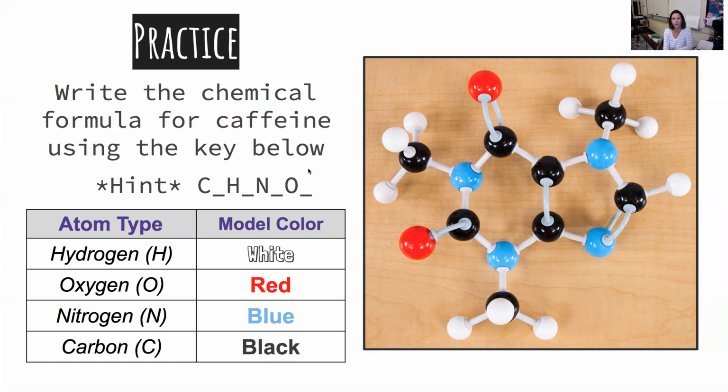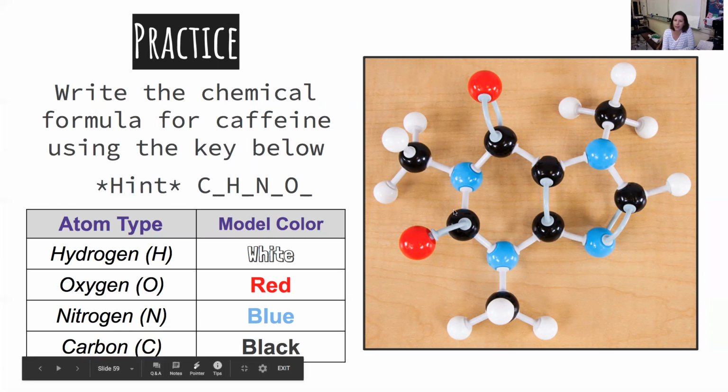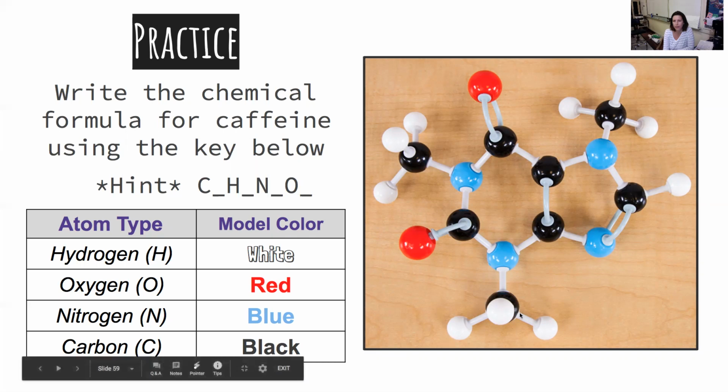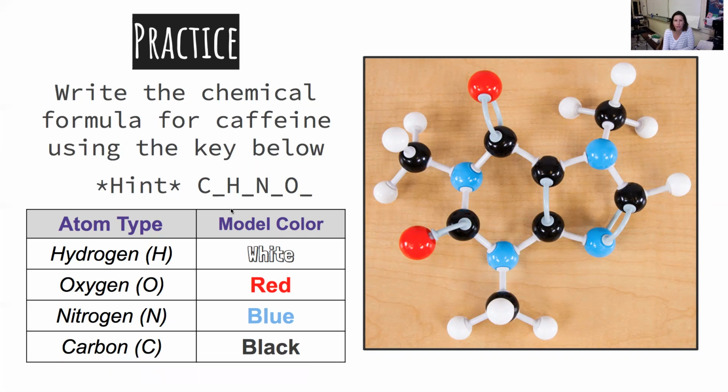For this one, carbon is black according to our key. So I'm going to count out the black molecules. Don't forget about this one. So 1, 2, 3, 4, 5, 6, 7, 8 carbons. So I would put an 8 right here. H's, hydrogen is white. So 1, 2, 3, 4, 5, 6, 7, 8, 9, 10. So I would put a little 10 right here, subscript. N is blue, so 1, 2, 3, 4 N's, so there's a little 4. And then oxygen, nice and easy, we only got 2 reds, so 2 oxygens.